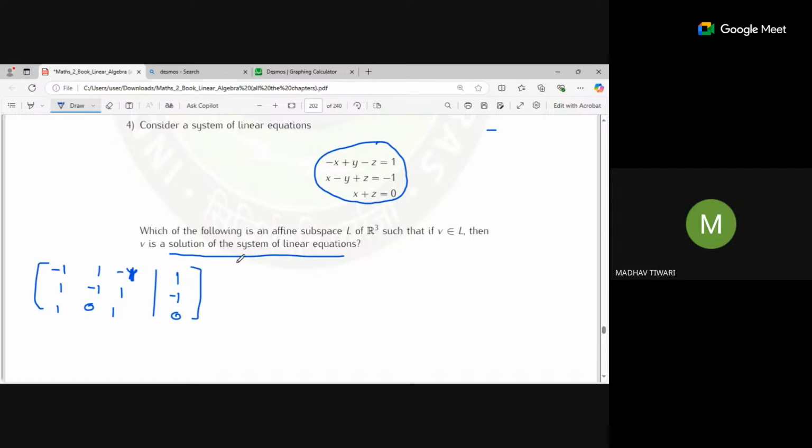Okay, so from here I can do R2 plus R1. I am adding R1 to R2. And then I am also adding R3 plus R1. So I will get minus 1, 1, minus 1. Here I will get 0, 0, 0. And here I will get 0, 1, 0. And here I will have 1, 0, 0.